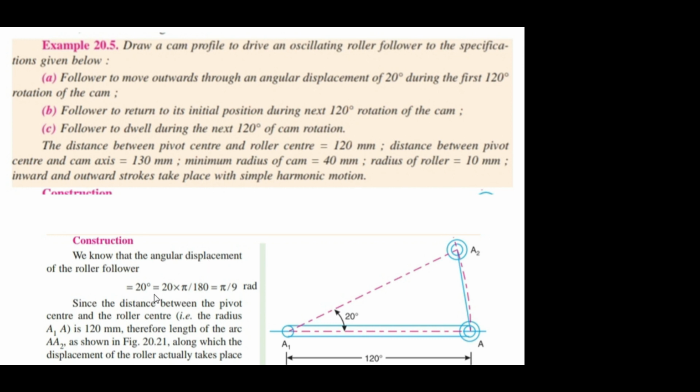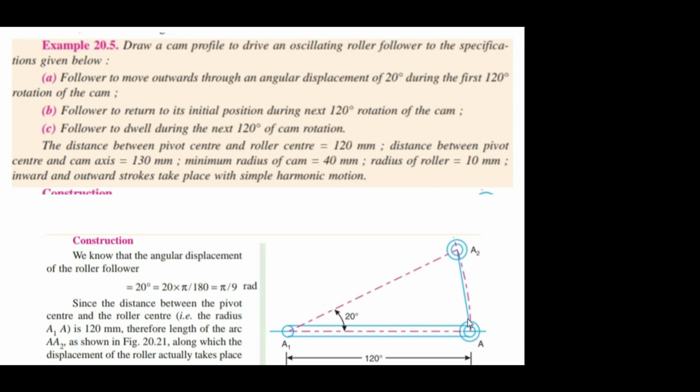So it is equal to angular displacement of the roller follower, it is given 20 degree, convert that in radians, 20 into pi by 180, it is equal to pi by 9 radians. Now to find this linear displacement similar to S is equal to R into theta. This is the linear displacement S, where having theta 20 degree, we have converted that in radians. So pi by 9 radians is theta and R is 120 mm. So the length of follower arm, it is given 120 mm. Here it is the distance between pivot center and roller center.